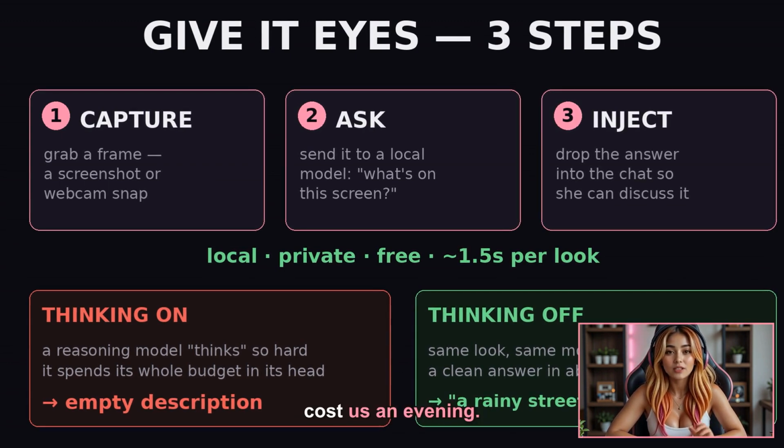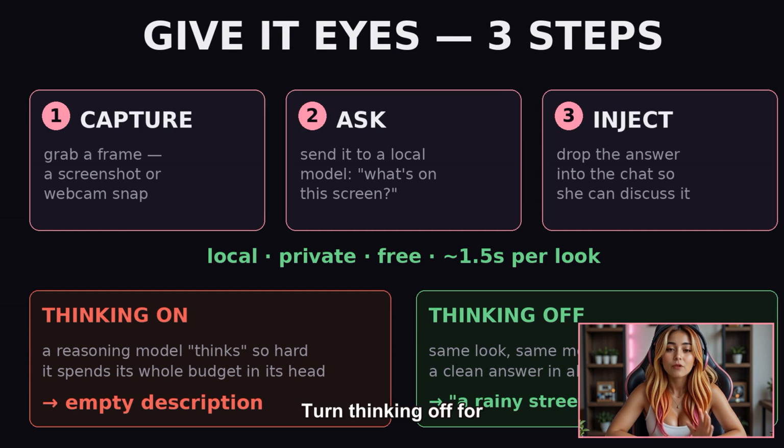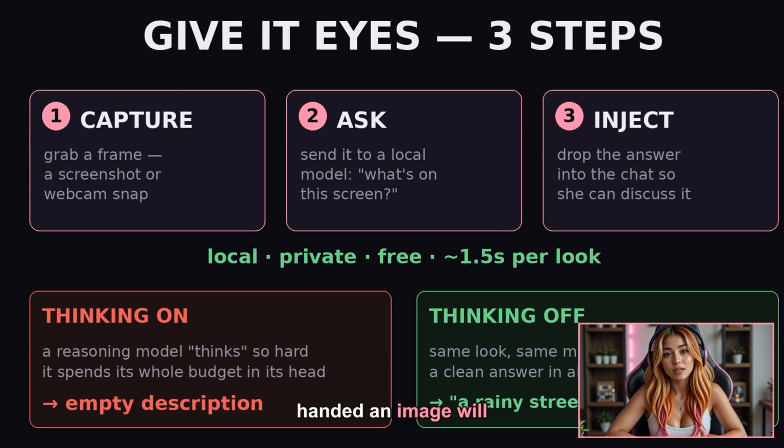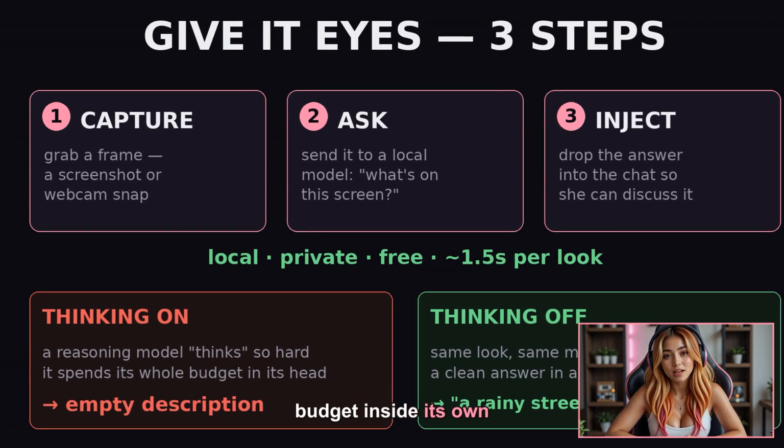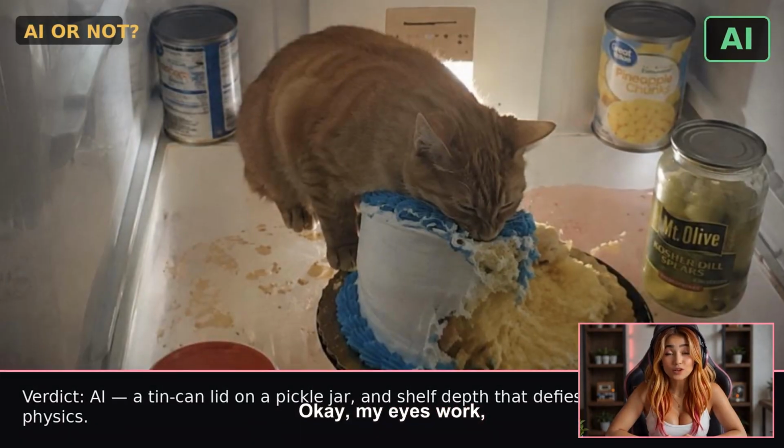One gotcha that cost us an evening. Turn thinking off for vision. A reasoning model, handed an image, will think so hard it spends its entire word budget inside its own head and hands you back nothing. An empty description. Flip thinking off and the same look drops from a blank stare to a clean answer in about 1 second. Okay, my eyes work, but are they any good?